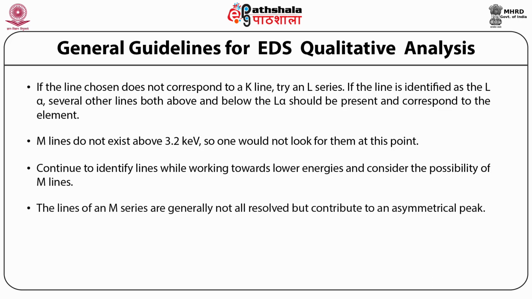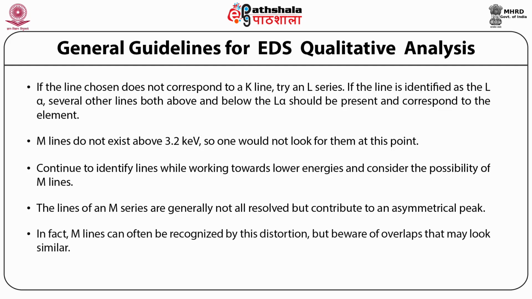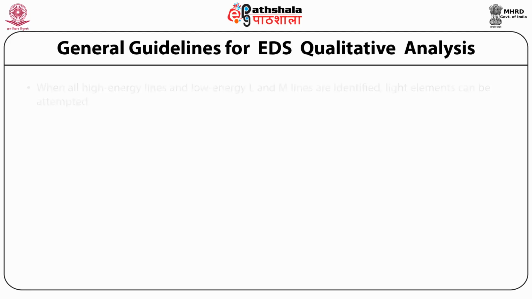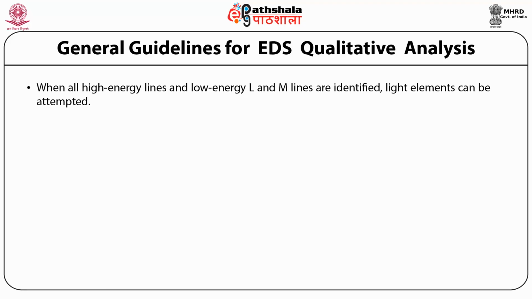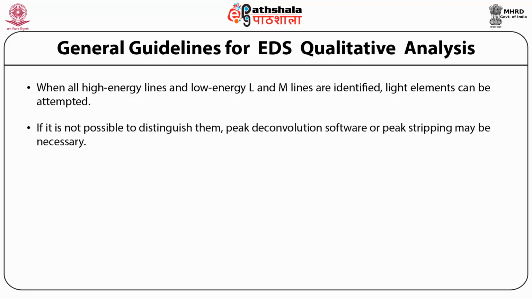The lines of an M series are generally not all resolved but contribute to an asymmetrical peak. In fact, M lines can often be recognized by this distortion, but beware of overlap that may look similar. When all high energy lines and low energy L and M lines are identified, light elements can be attempted. These will be K lines and may be overlapped with L lines from heavier elements. If it is not possible to distinguish them, peak deconvolution software or peak stripping may be necessary.